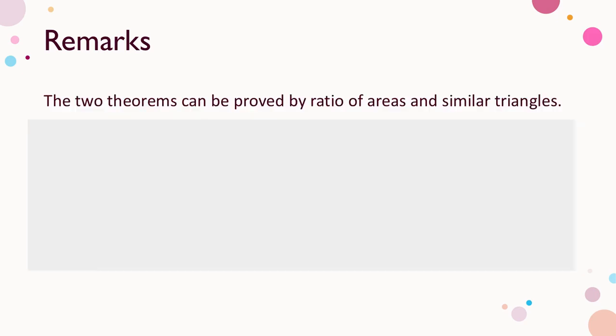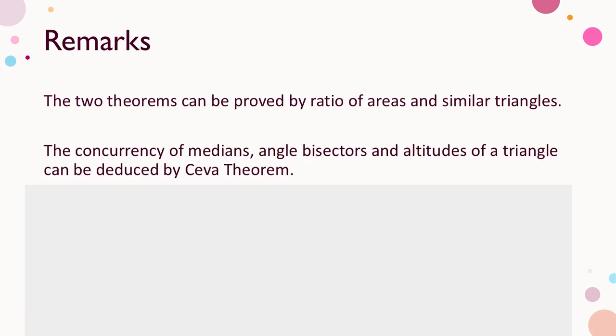The two theorems are proved by the use of mass points with ratios and calculation. In fact, the theorems can be proved by ratio of areas and similar triangles. You may prove the theorems again as an exercise. Also, you can use Ceva Theorem to prove the concurrency of medians, angle bisectors, and altitudes of a triangle, as suggested in my previous video. Try and enjoy.